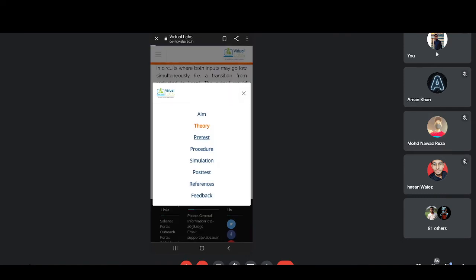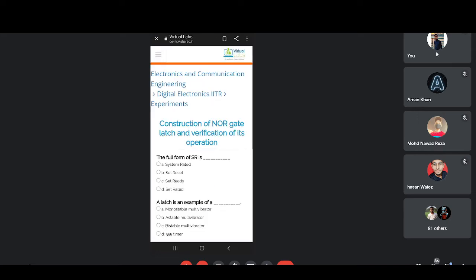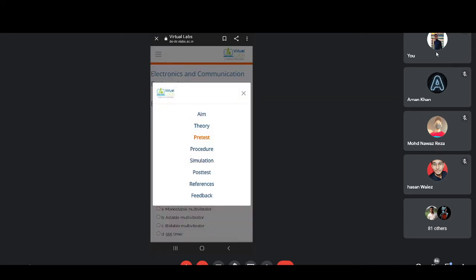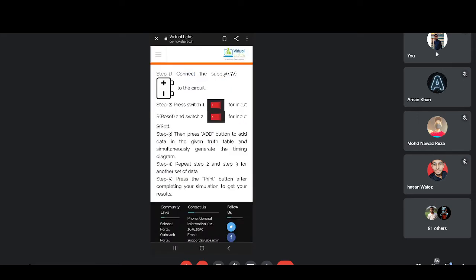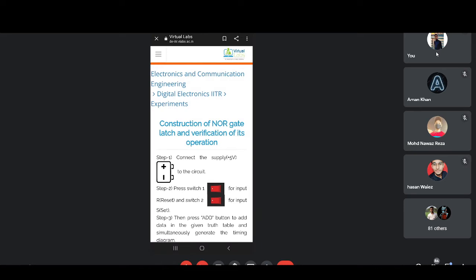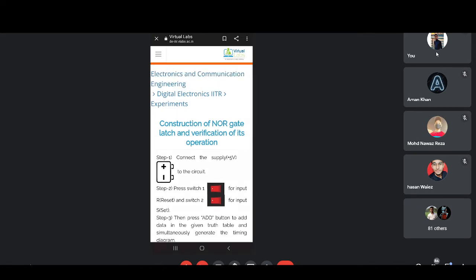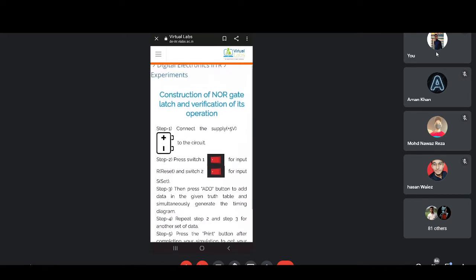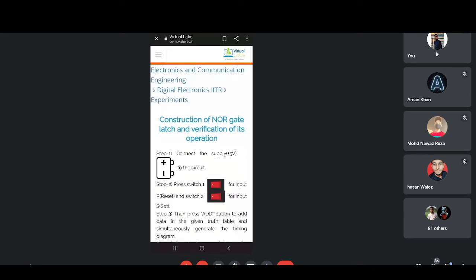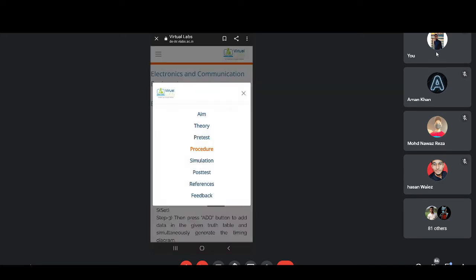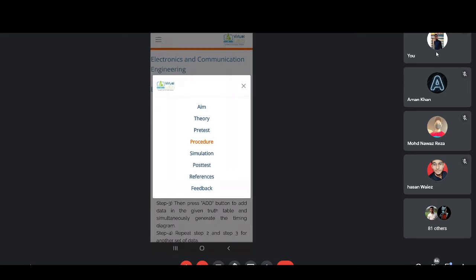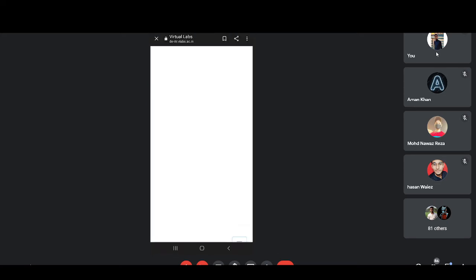Now we can have the pre-test, so you can test yourself. There is a procedure given here, and after that, what are the circuits mentioned here? The switches are used to press 1 and 0. This is the supply which is connected to our gate. This is the simulation.